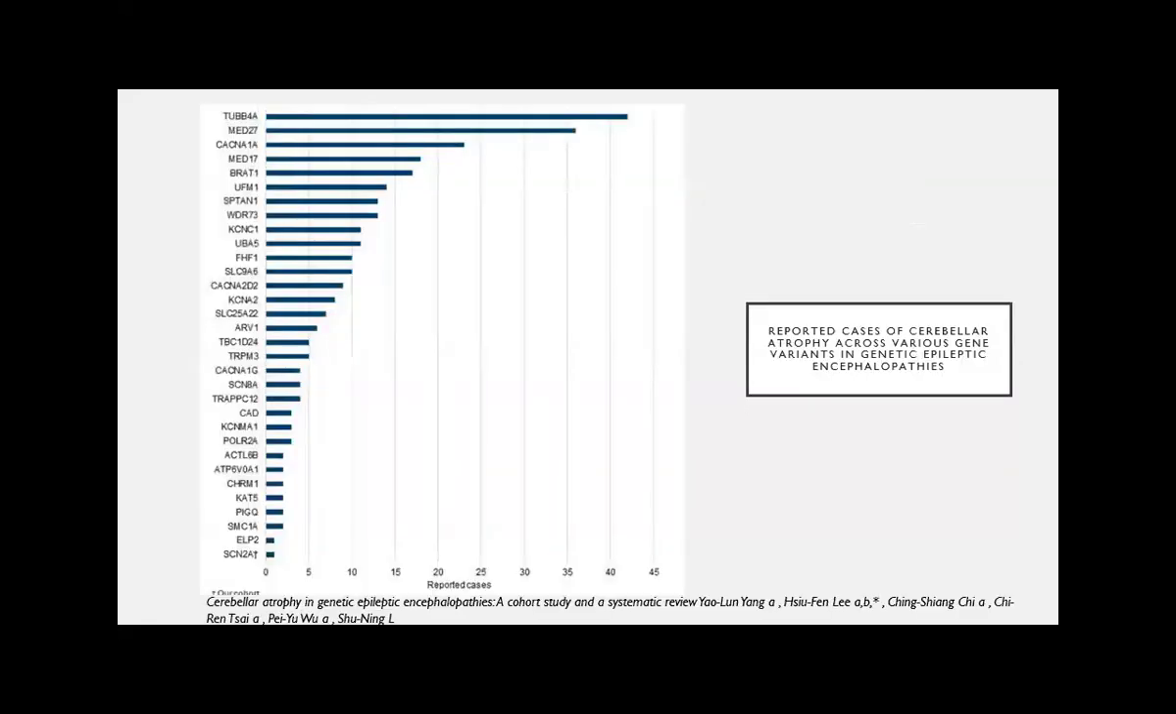And they also did a systematic review of all articles showing cerebellar involvement in genetic epilepsies and found maximum association with tubulinopathies, as well as other channelopathies also being involved. And the other genes include UFM1, CACNA1A, KCNC1, then KCNA2, ARV1, TBC1D24, SCN2A, SMC1A, etc.